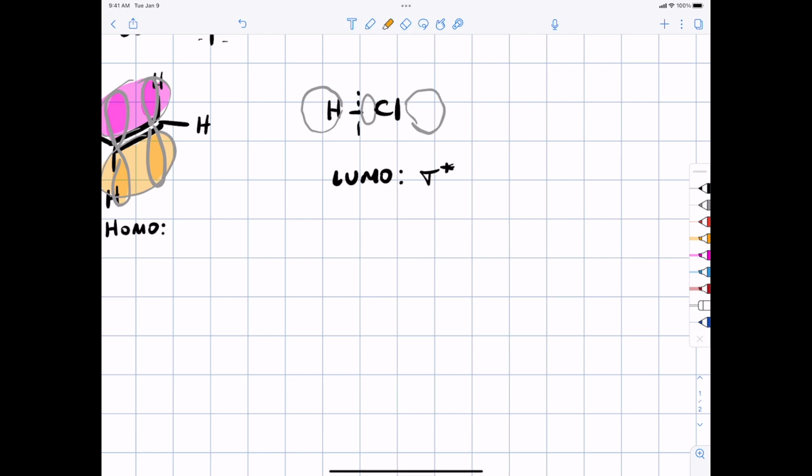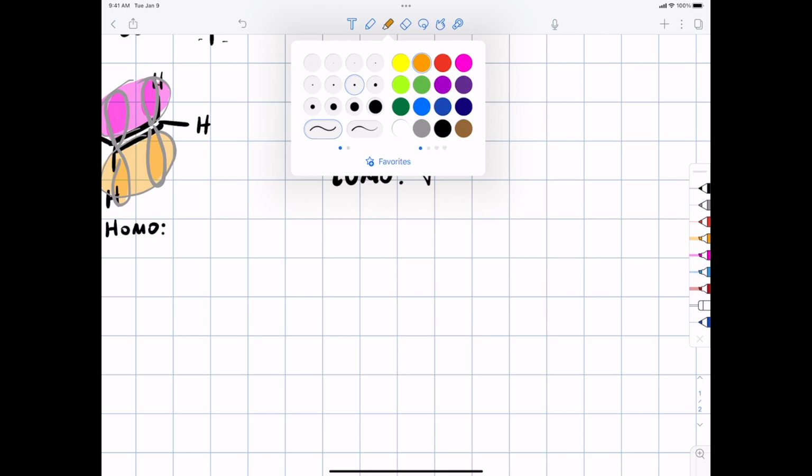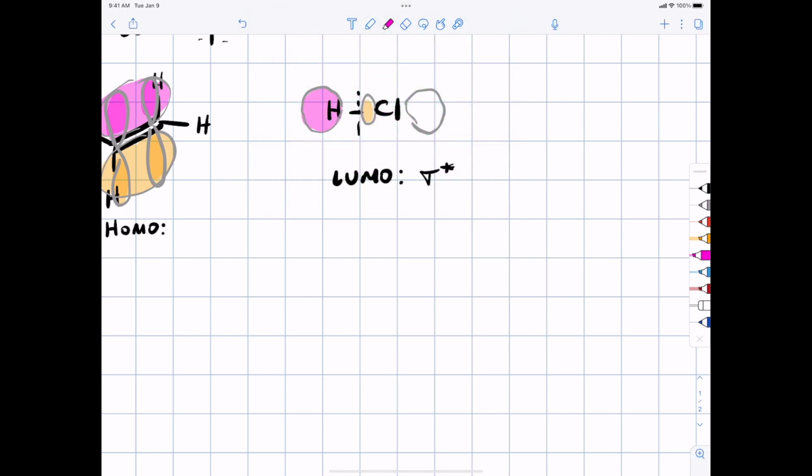And we need just opposite wave function signs on each side of the node. All right? Now, HOMO attacks LUMO, so you should draw an arrow starting with the pi electrons to the LUMO. But in this case, the LUMO's in more than one place. It's on both hydrogen and Cl. How do you know which one it should be?